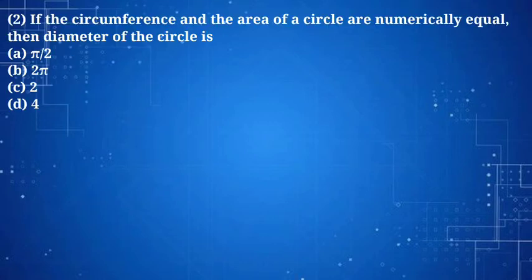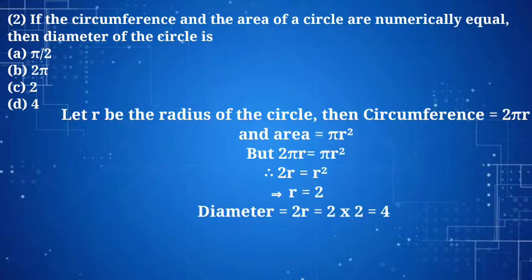Then question number 2. If the circumference and the area of a circle are numerically equal, then the diameter of the circle is. So this can be written as, here the circumference, that is 2 pi r, and the area of the circle, that is pi r square, both are equal. So 2 pi r is equal to pi r square. Cancel pi and pi on the left side and right side. You will get 2r equal to r square. Then again you can cancel one more r. Then you will get r is equal to 2.